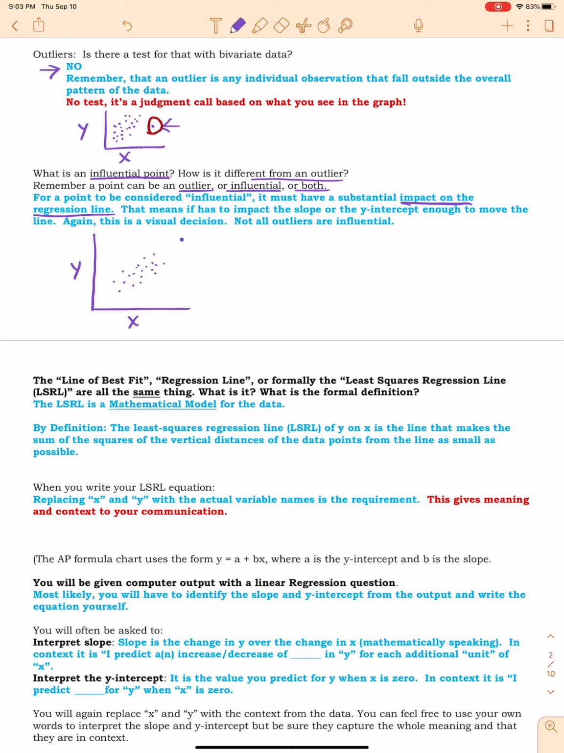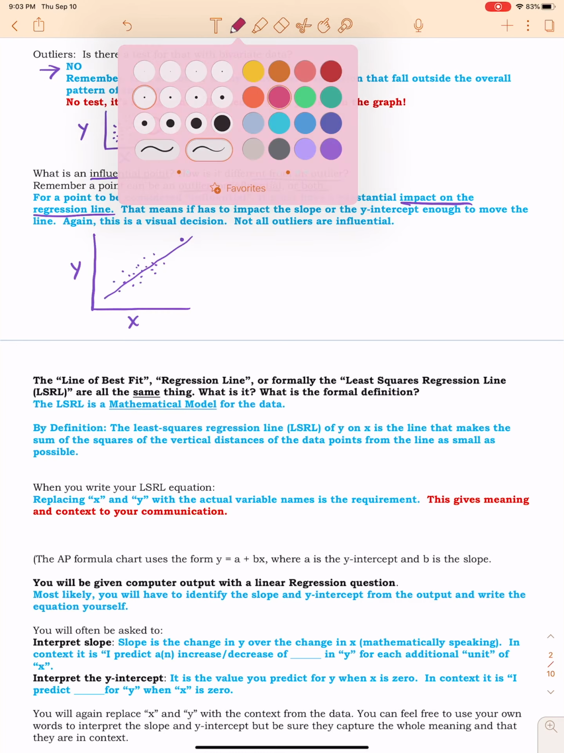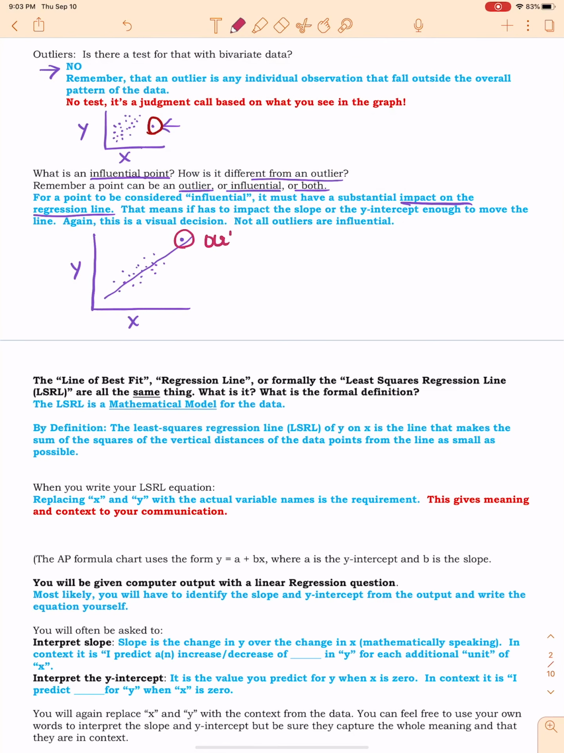Does that point lie outside of the overall pattern of the data? Yes, it does. But is it still in line with the data? Well, if you look at this, yes, it is still in line with the data. That means that although this point is an outlier, is it influential? Not necessarily, because it's still in line with the data. So it's not influential because it doesn't change.